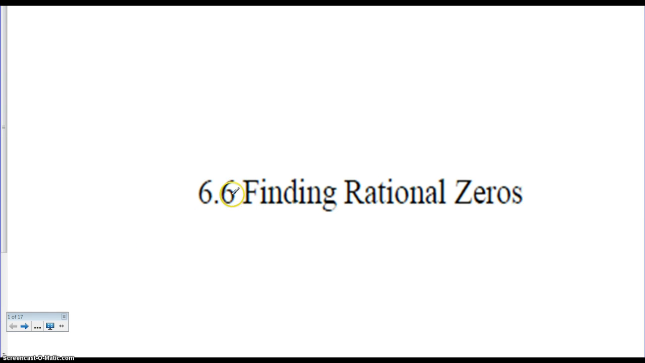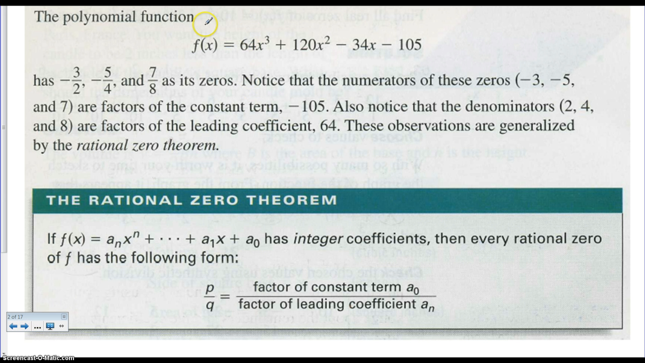Today what we want to look at is finding rational zeros of a polynomial function. So I'll give you guys a little bit of an example here. I have a polynomial function f of x equals 64x cubed plus 120x squared minus 34x minus 105. And I know after doing some work we'll find out that these are the zeros of this function.